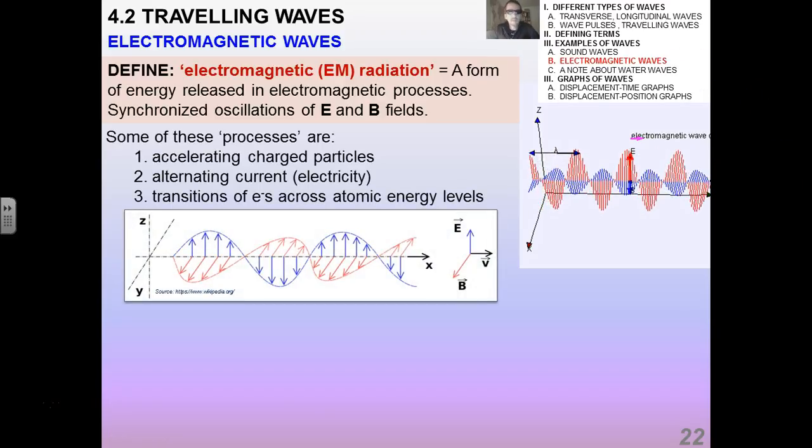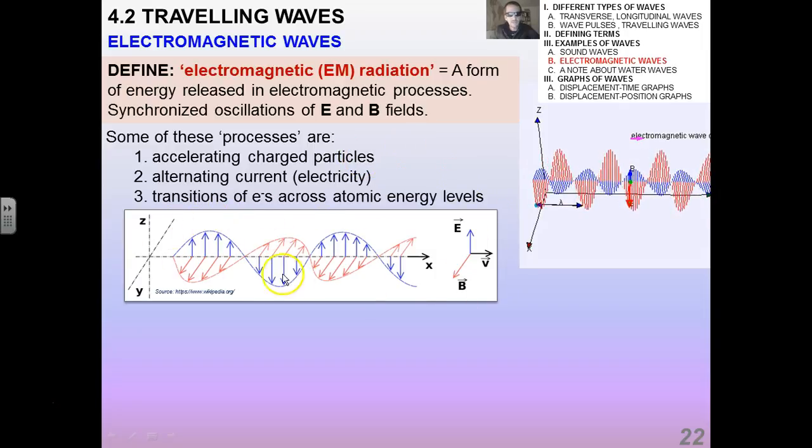So some of these electromagnetic processes are as follows. Number one, accelerating charged particles. Number two, alternating current, which is really a type of electricity. And number three, transitions of electrons across atomic energy levels. And this last one, if you remember from your basic chemistry, the way the atom is structured, you have different spherical shells around the nucleus of an atom. And in those shells, you have electrons sort of hanging out, okay? And all three of these we're going to talk about in much more depth in this class later on, okay?